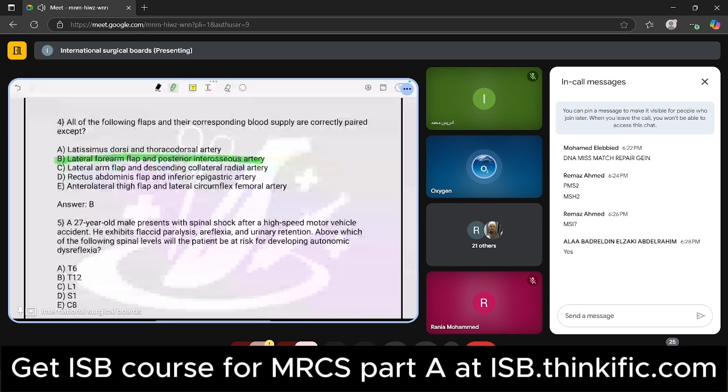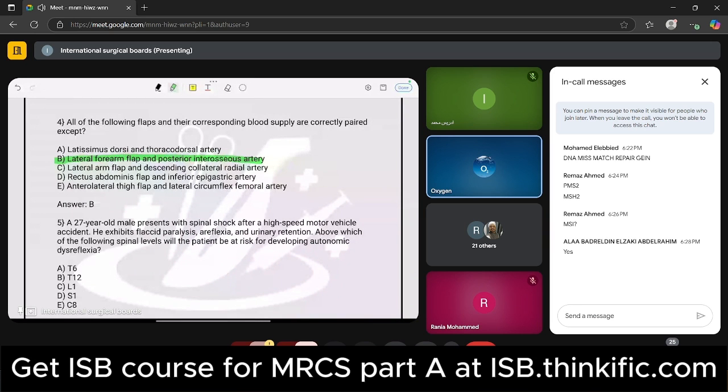A 27-year-old male presents with spinal shock after a high-speed motor vehicle accident. He exhibits flaccid paralysis, areflexia, urinary retention. Above which of the following spinal levels will the patient be at risk for developing autonomic dysreflexia? I remember the answer to this being A, T6, I think. Yeah, that's correct.